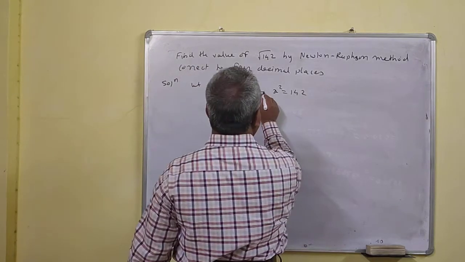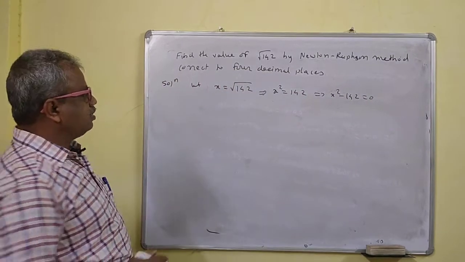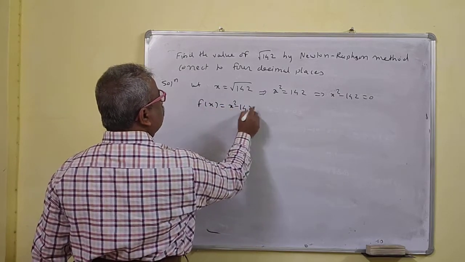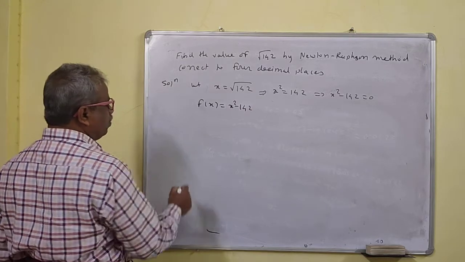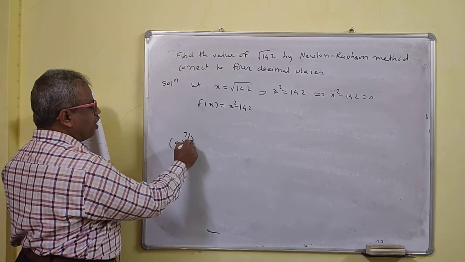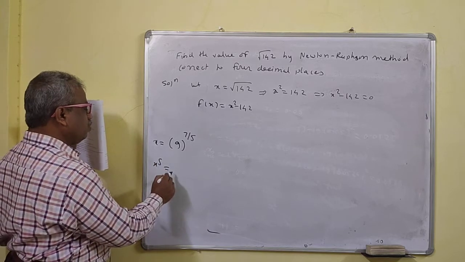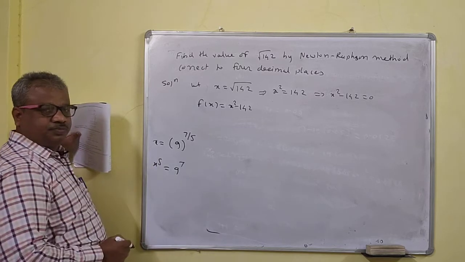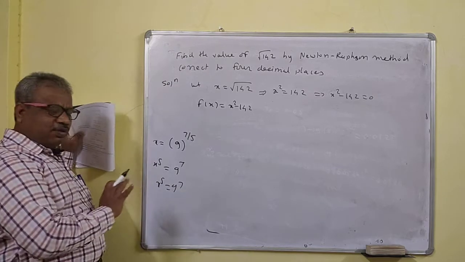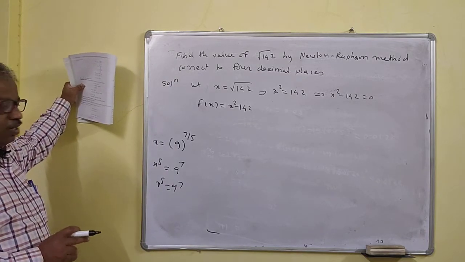We write x square is equal to 142. If it is a cube root, write x cube is equal to. So this implies x square minus 142, and we get f of x. So f of x is x square minus 142. If they ask like this, find the approximate value of 9 to the power 7 by 5, suppose we write x to the power 5 is equal to 9 to the power 7. Keep 9 to the power 7 as it is, no problem. So f of x is x to the power 5 minus 9 to the power 7.